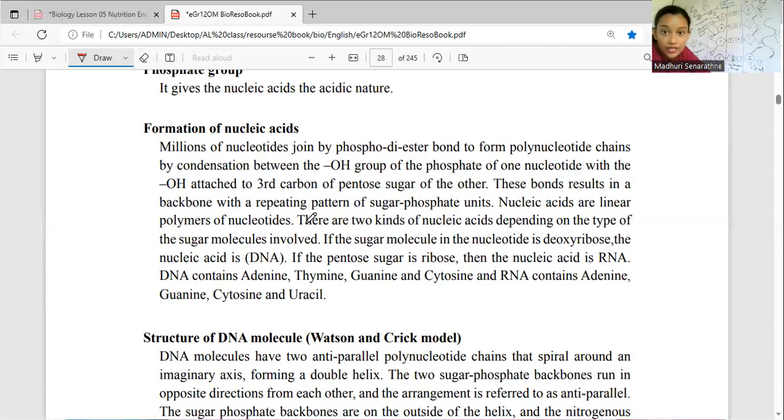There are two kinds of nucleic acids depending on the type of the sugar molecule involved. If the sugar molecule in the nucleotide is deoxyribose, the nucleic acid is DNA. If the pentose sugar is ribose, then the nucleic acid is RNA. DNA contains adenine, thymine, guanine, and cytosine. RNA contains adenine, guanine, cytosine, and uracil.